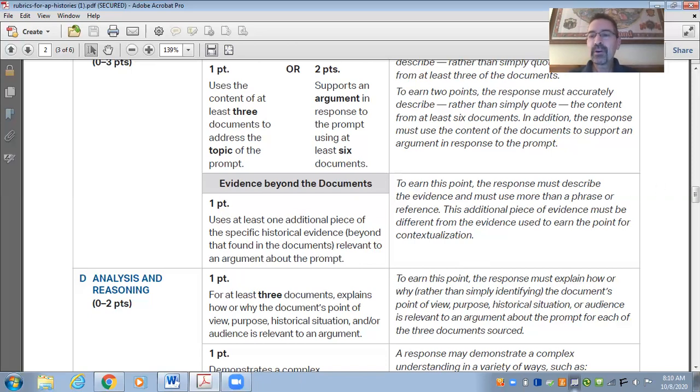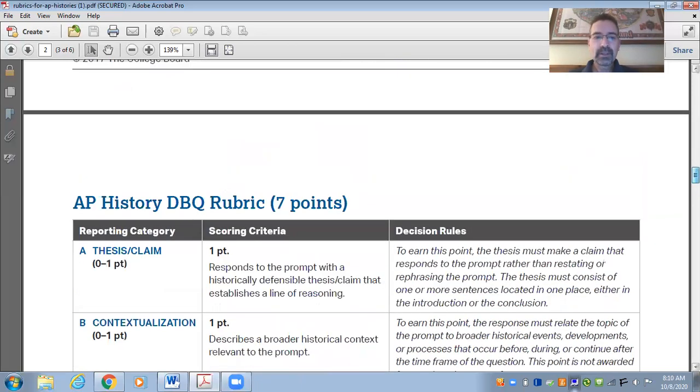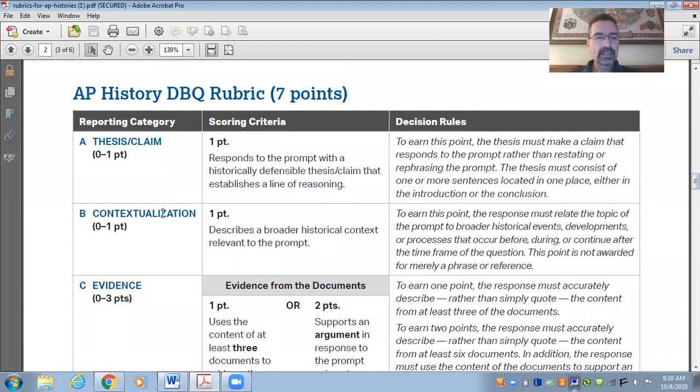So there you have all 7 points. Now, although I didn't go over these in detail, I am going to go a little bit over them when I introduce to you this prompt. So let's stop sharing here and move on to the actual prompt portion of this.